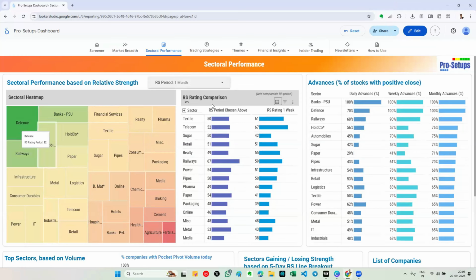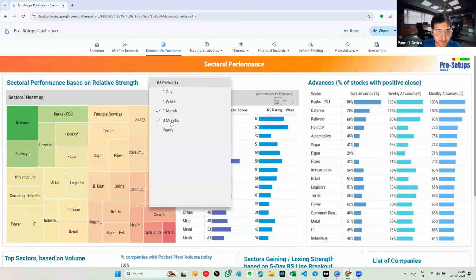Before moving into 1 month, we have to check the 3 month RS rating. For the 3 month RS rating, it is showing good strength like that. We have the same thing for 3-month RS also.